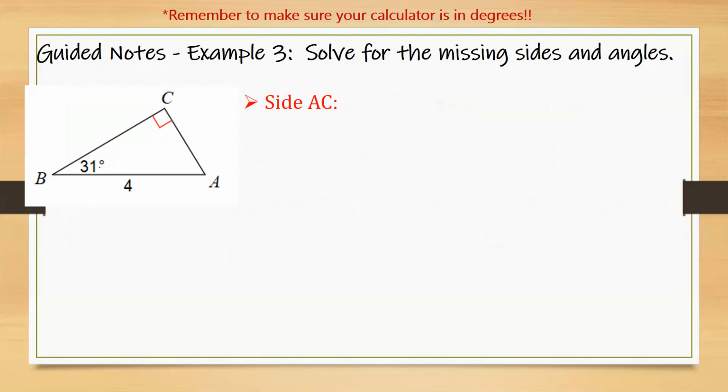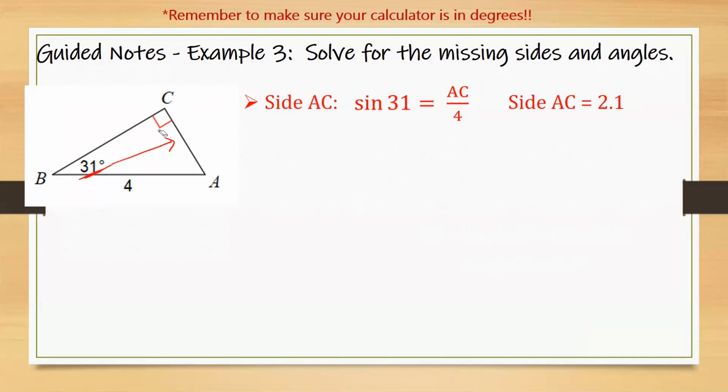Since I have angle 31, I'm going to do sine of 31, and I know that's opposite, which is my AC, over the hypotenuse, which is 4. So sine of 31 is opposite over 4. To get AC by itself, I multiply both sides by 4. And when you do that, you'll have 4 times sine of 31. And that's going to give you 2.06, which is 2.1, okay?